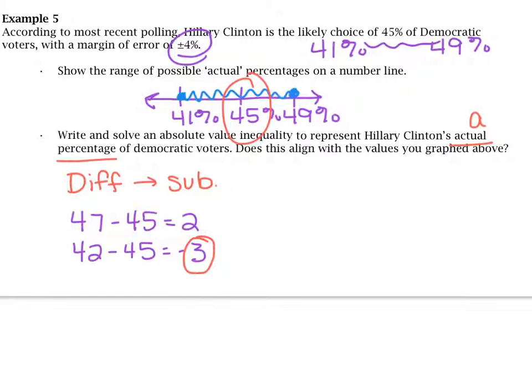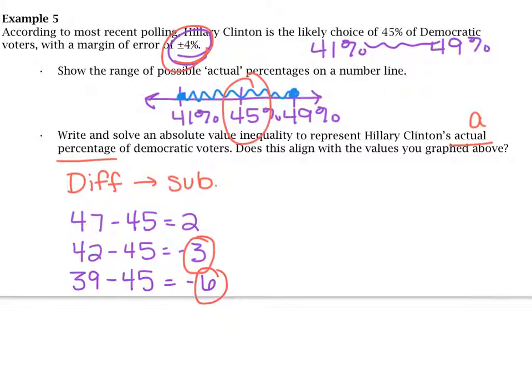However, if they do the voting and 39% vote for her, 39 minus 45 is negative 6. Again, because I don't care whether it's negative or positive, 6 points is outside of my margin of error. And so if that happened, we would say there was something wrong with our polling. But that's sort of where this is coming from. That plus or minus 4, I don't really care whether it's positive or negative. I just want to look at the difference.